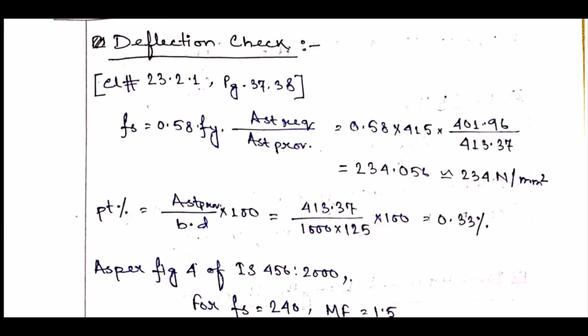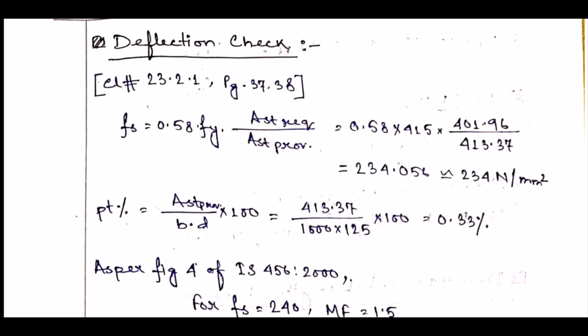Now we have to check. Our first check is the deflection check. So from clause number 23.2.1 and figure 4 of IS 456, to find out the modification factor, first of all we have to use the formula of fs, which is just below figure number 4 of IS 456 2000.